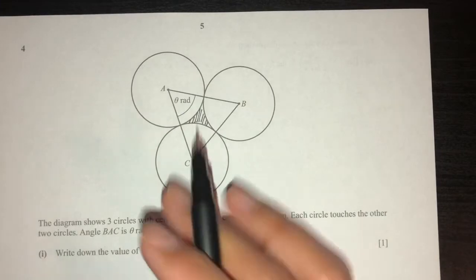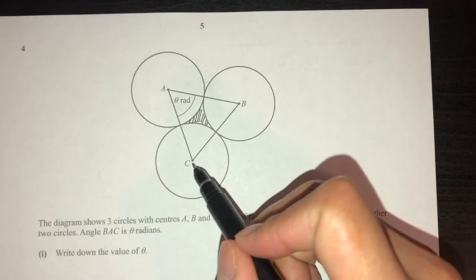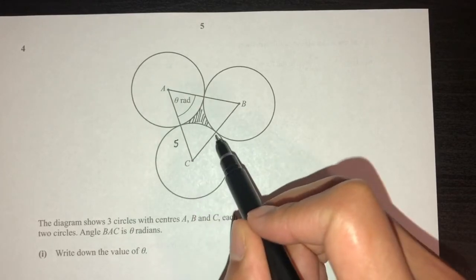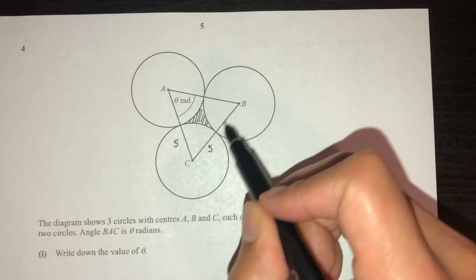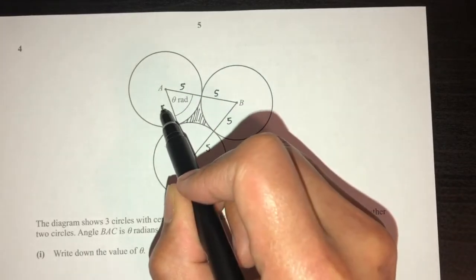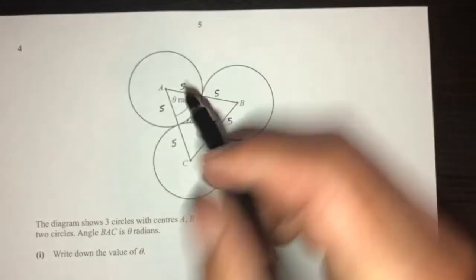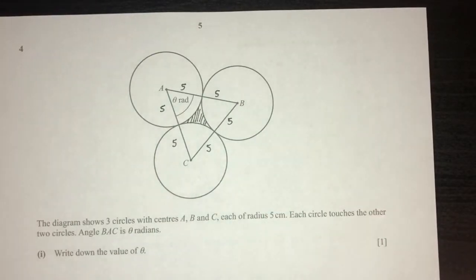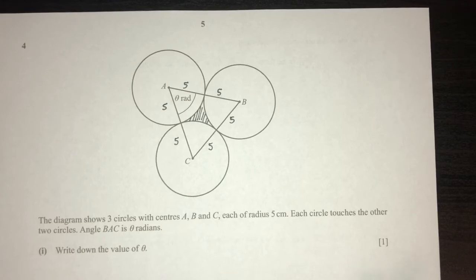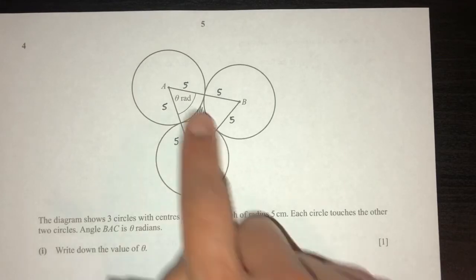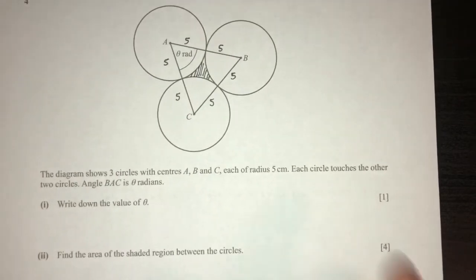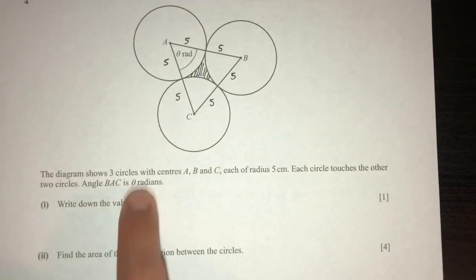Now, if you were to label the radius, this to this is 5. This is 5. This is also 5. So this whole length is 10, 10, 10, right? So just to understand, ABC is an equilateral triangle, because all the sides are equal for the triangle ABC. Now we have angle BAC is theta radians.